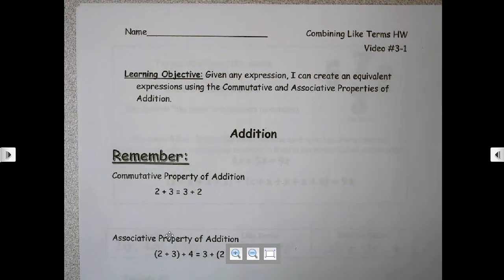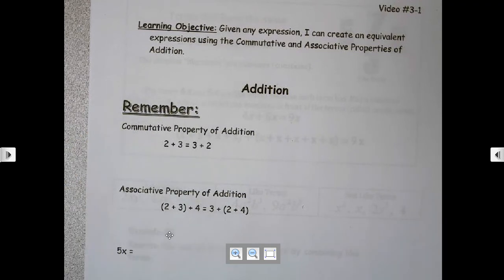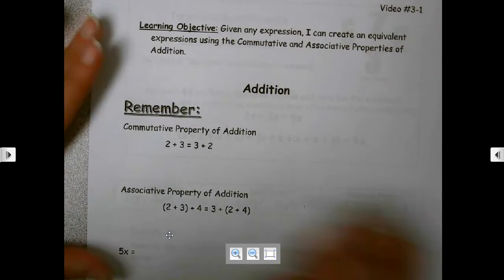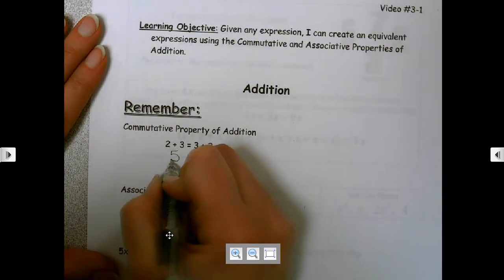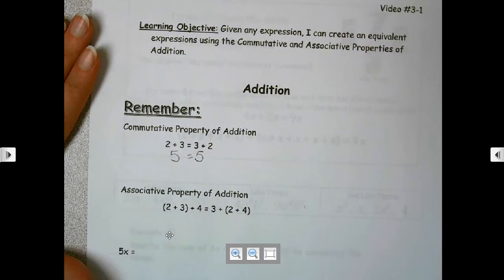Tonight's lesson is on combining like terms using addition. There are two properties that I want us to review. The first property is the commutative property of addition, which states that you could change the order of an addition problem and still get the same answer. For example, 2 plus 3 is 5, and 3 plus 2 is also 5, so the answer stays the same.